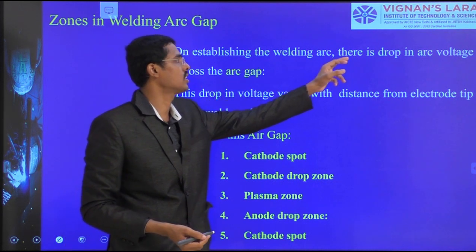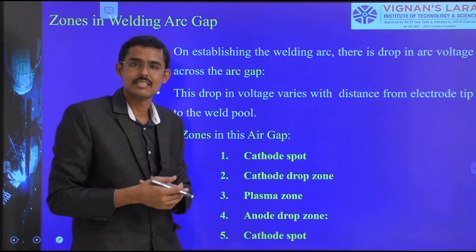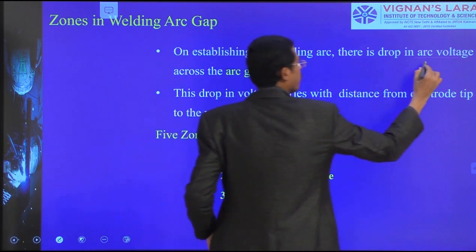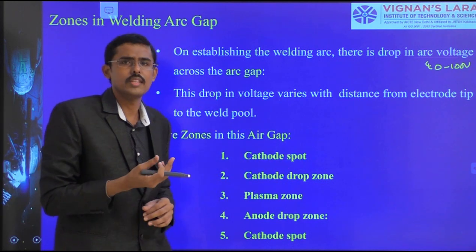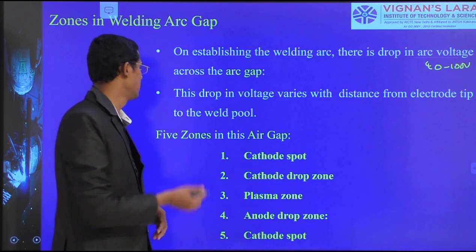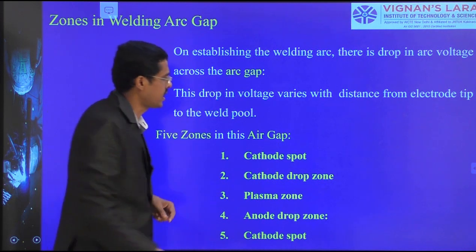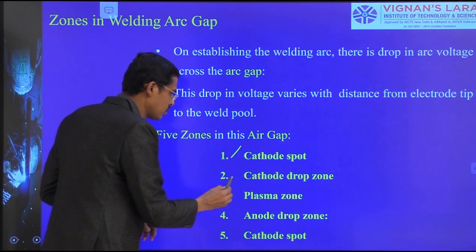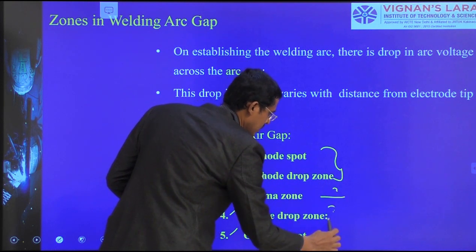On establishing the welding arc, there is a drop in the arc voltage. How much have we given? Electrons are not ejected on their own; we are giving a push, an arc voltage of nearly 40 to 100 volts. First we give the initial push, then we can maintain normally. Across the arc gap, this drop in voltage varies with the distance from the electrode tip to the welding pool. I am dividing this into 5 zones. We will go to the next slide. The 5 zones in the arc gap are the cathode spot, cathode drop zone, plasma zone, anode drop zone, and anode spot. These 2 are the same, this one is separate, and these 2 again are the same.